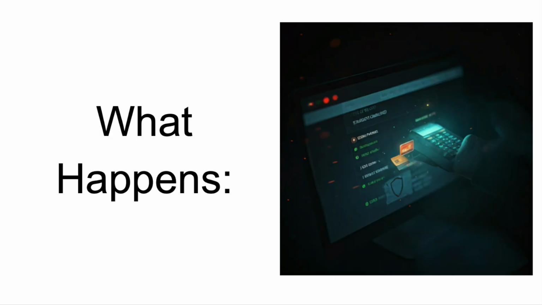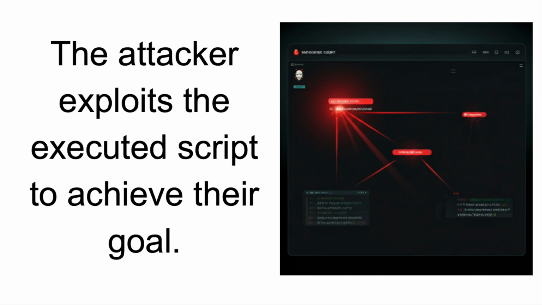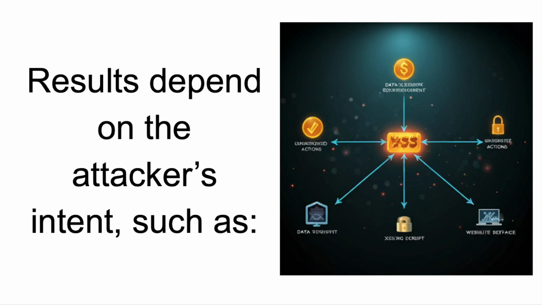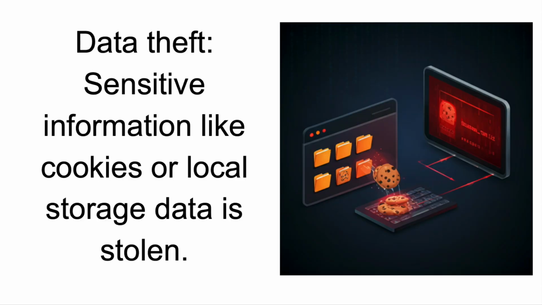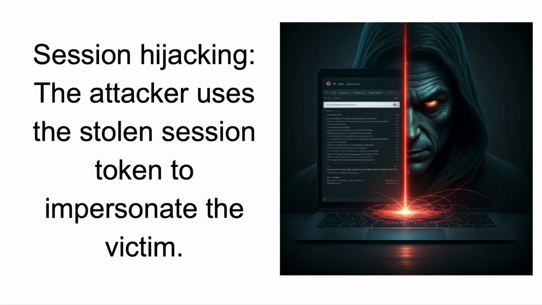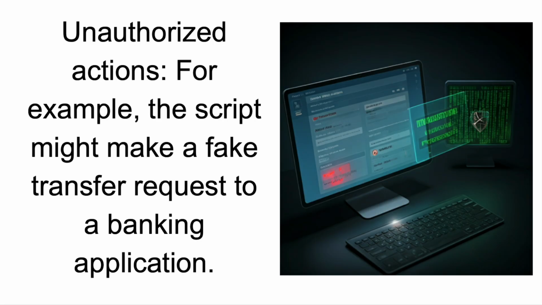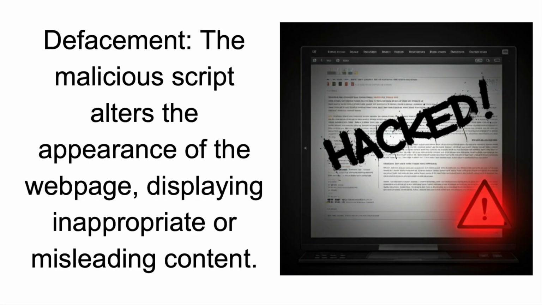3. Result. What happens? The attacker exploits the executed script to achieve their goal. Results depend on the attacker's intent, such as data theft: sensitive information like cookies or local storage data is stolen. Session hijacking. The attacker uses the stolen session token to impersonate the victim. Unauthorized actions. For example, the script might make a fake transfer request to a banking application. Defacement. The malicious script alters the appearance of the web page, displaying inappropriate or misleading content.